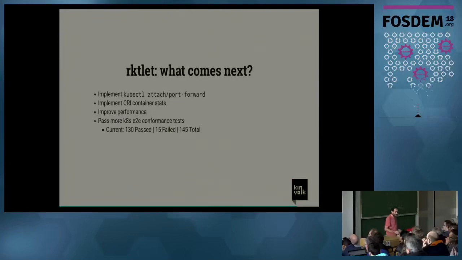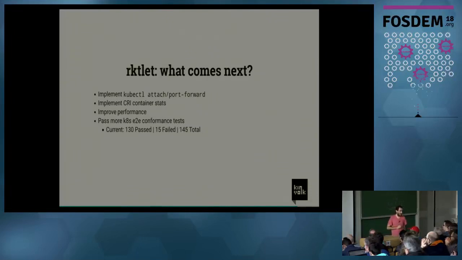So what comes next for rktlet? We don't fully support CRI. There are some things missing, and the most important ones are kubectl attach and port forward. That doesn't work at the moment, although iottymux allows us to do that, but we have to write the code for Rocket. The CRI container stats is a new interface where the kubelet can ask the container runtime for stats, so instead of using cAdvisor and checking the cgroups manually, which is kind of ugly. That's not implemented there.